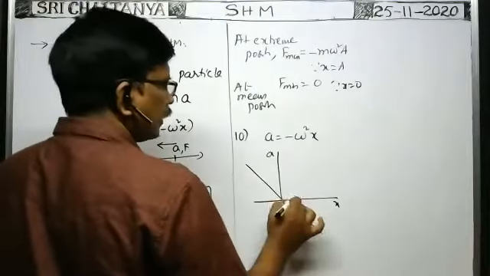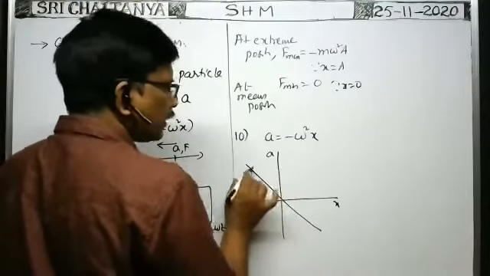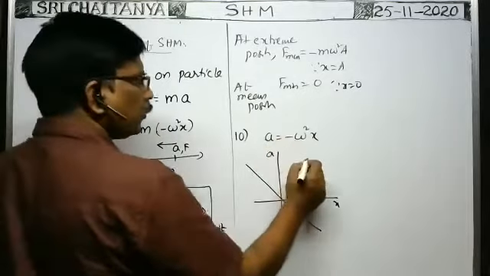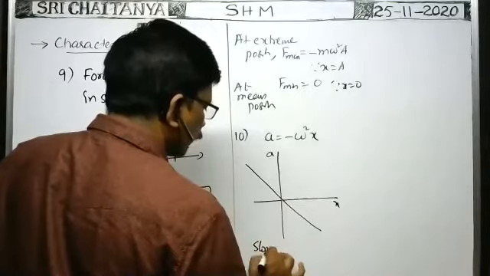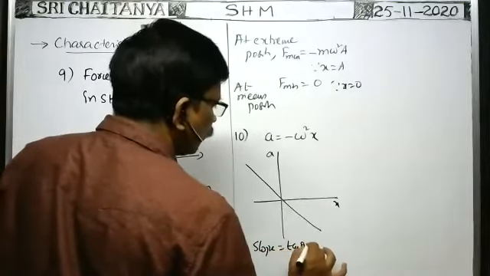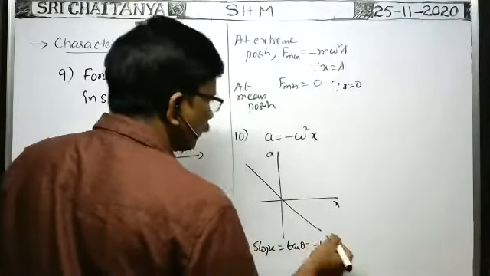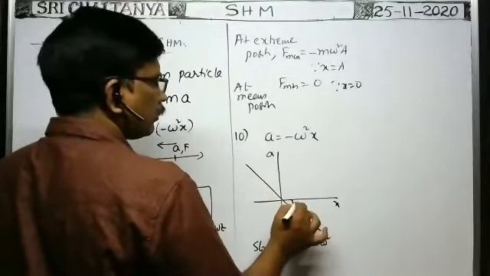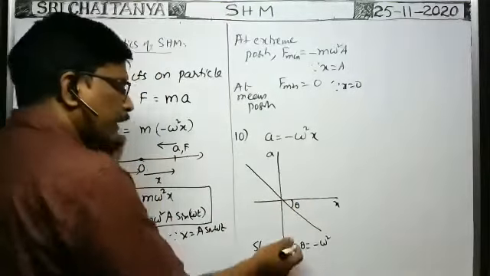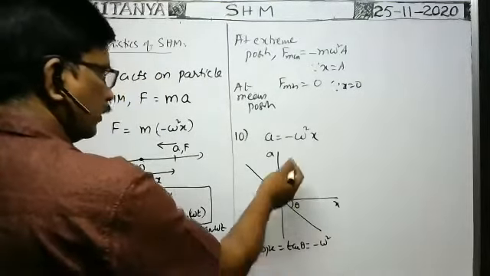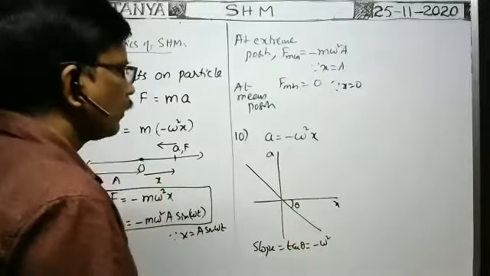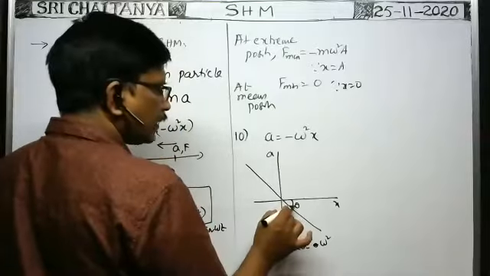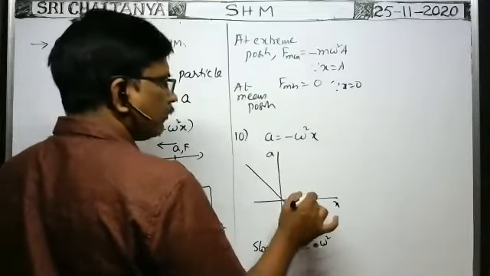Here this is the angle made by this straight line. It is the acceleration versus displacement graph. As it is having negative slope, the slope is equal to tan theta, which is equal to minus omega square. That means a negative slope is there. Here tan theta means the angle theta made by the straight line with the positive x-axis. Tan theta value is equal to the negative slope, minus omega square. Of course, here you take just the magnitude only, because theta is the angle made by this straight line with the positive x-axis.